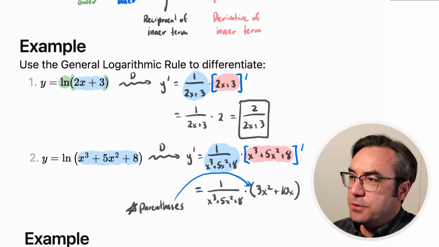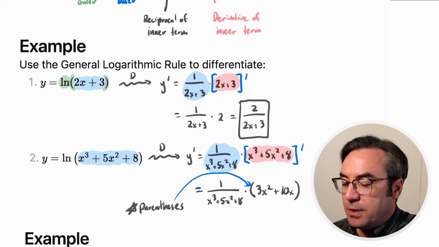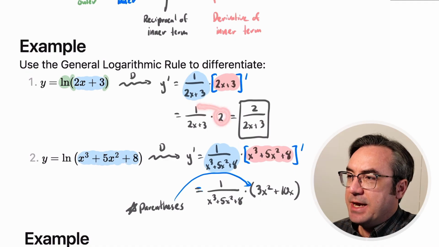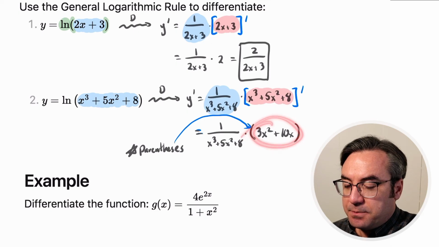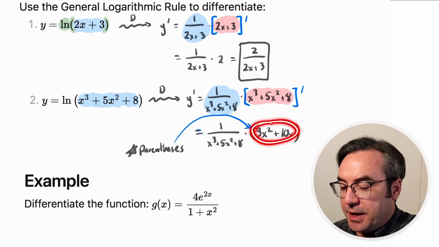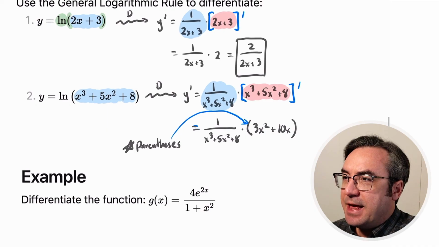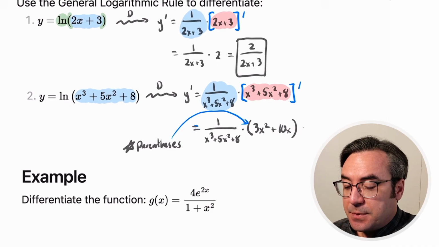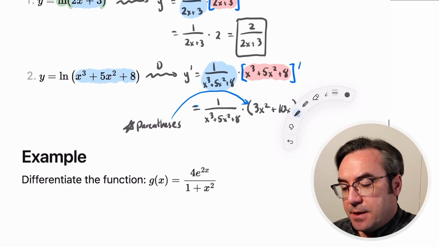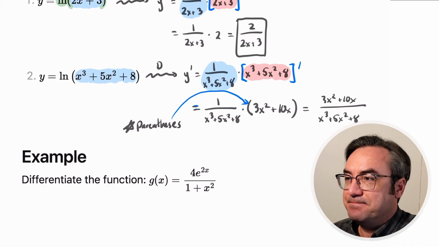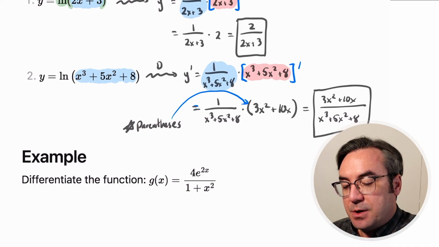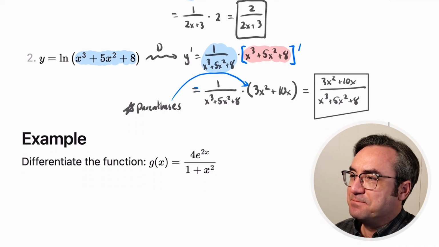Now we could also do kind of what we did in the previous one and take this term and multiply it into the numerator. So how would that look here? Well, we would take the 3x squared plus 10x, and we take that whole thing and just move it into the numerator. And if we did that, we don't need the parentheses anymore. So this would become 3x squared plus 10x all over x cubed plus 5x squared plus 8. All right, so we got our derivative there.